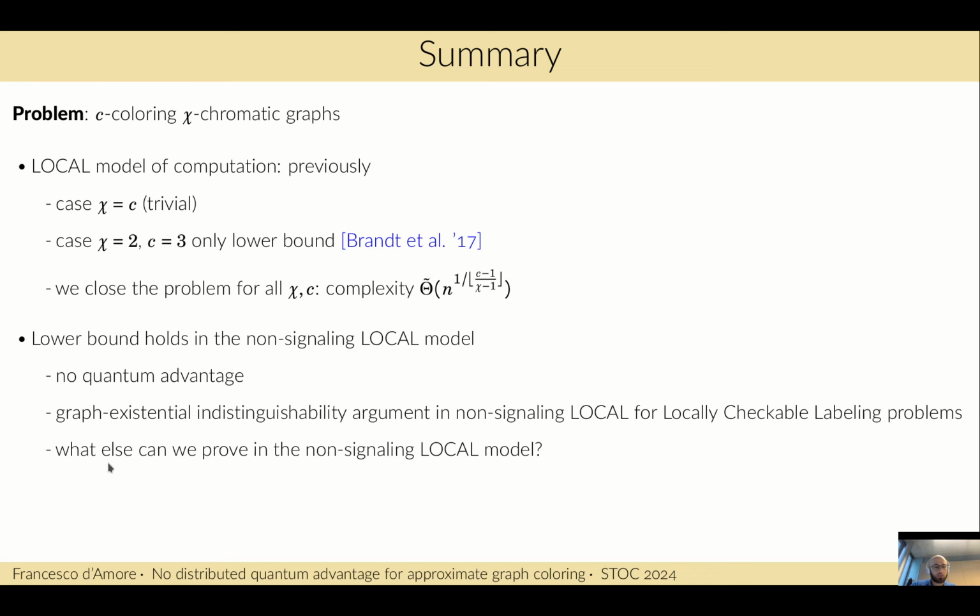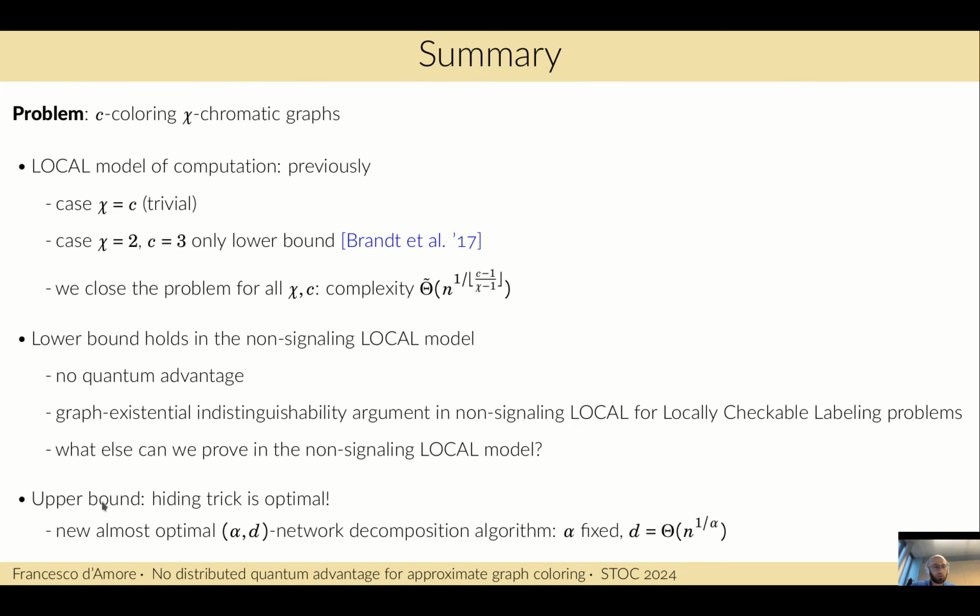So a natural question is, what else can we prove in this non-signaling local model? Both with this argument, but also what are other techniques to establish lower bounds in this model? This is unknown. For the upper bound, we show that this idea of the hiding trick is optimal, and we also give a slight improvement over existing network decomposition algorithms when alpha is fixed.